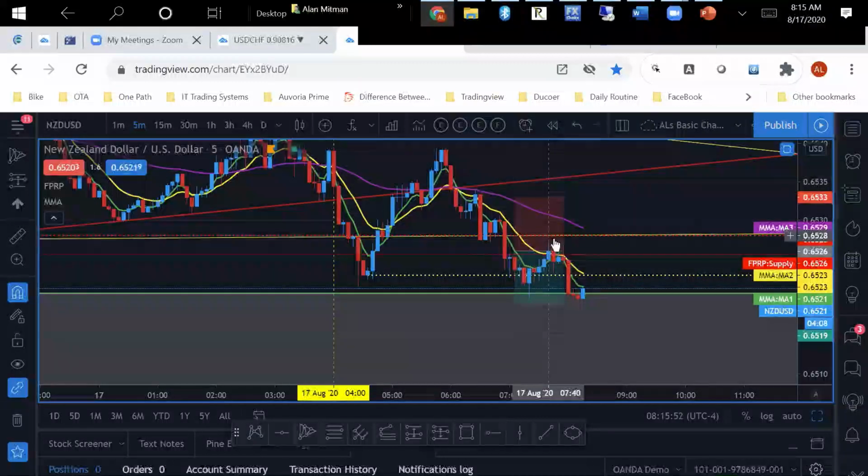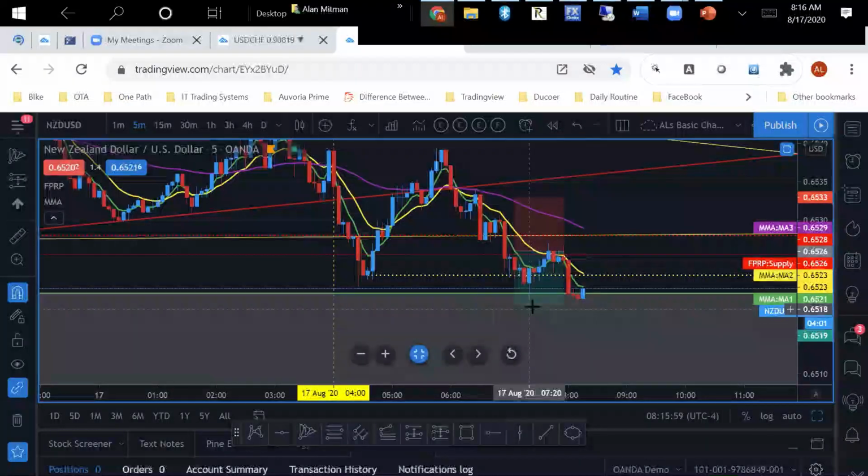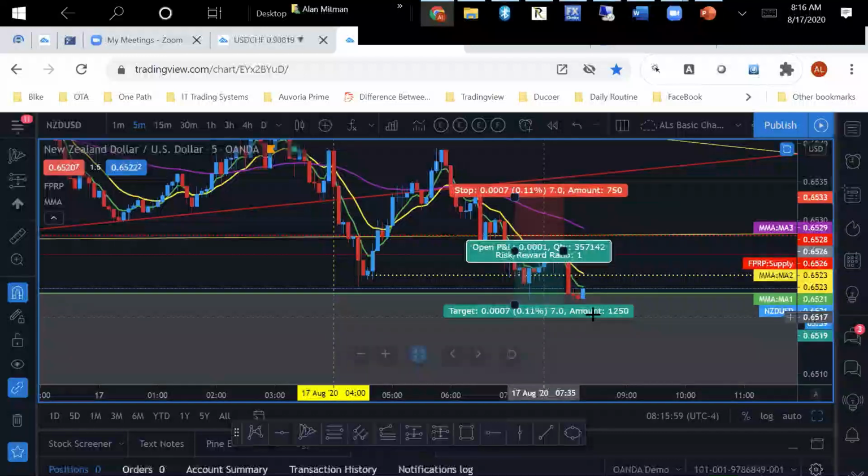The wedge still held. It came down, gave me a little bit of a profit. I didn't take the profits. I was still waiting for my 7 pips. Didn't hit that. Came right into this green zone, and now it's retesting the green zone again.